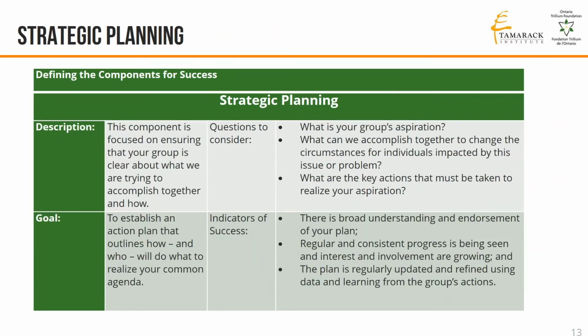The second area of success is strategic planning, and you can see it follows fairly the same format here. It's really about helping your group be clear about what they are trying to accomplish together and how. Some of the questions that are raised are: what's your group's aspiration? How can we accomplish this change together? What are some key actions that we should take? And again, you can see some early indicators of success.